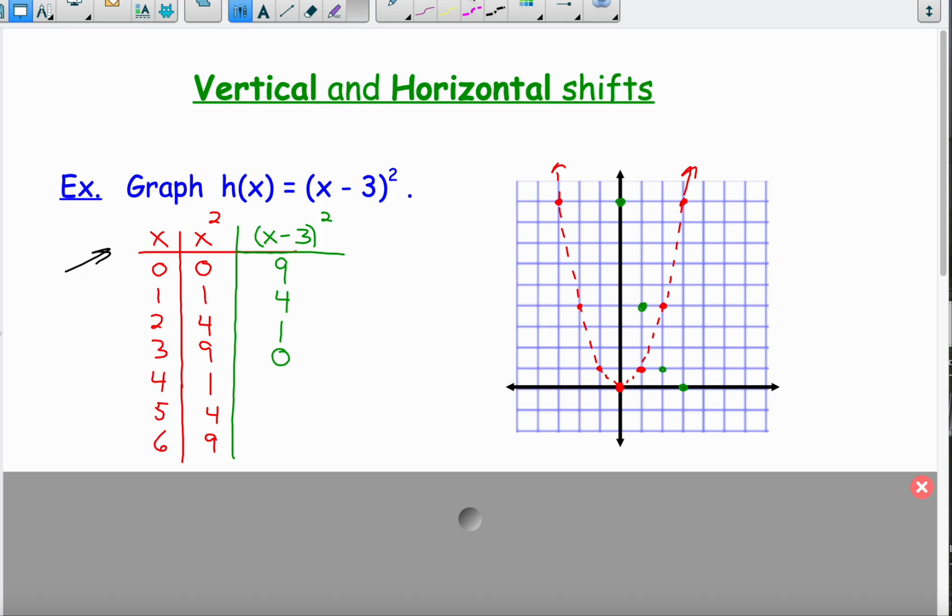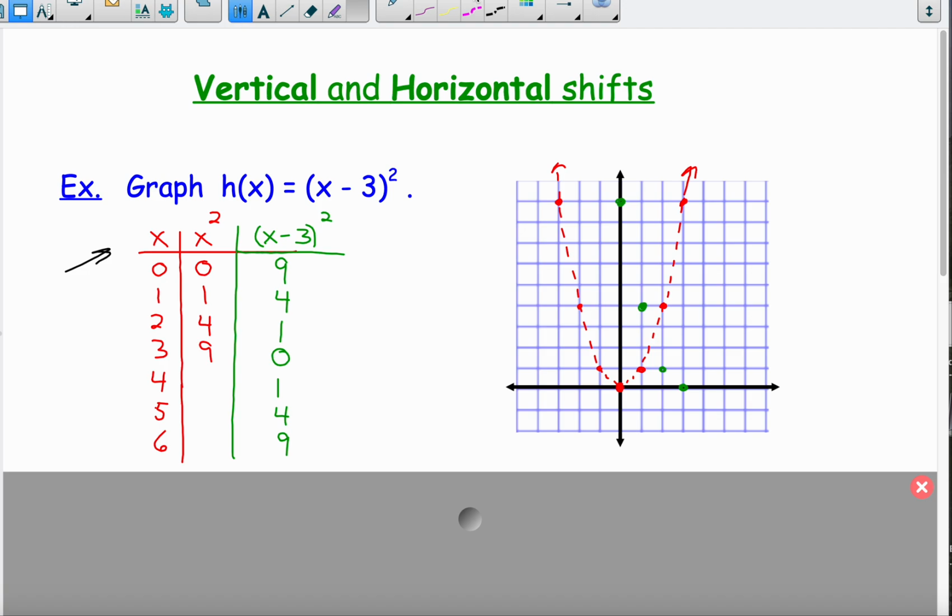Let's see, I plug in a 4, 4 minus 3 is 1, squared is 1. Plug in a 5, 5 minus 3 is 2, squared is 4. Plug in a 6, 6 minus 3 is 3, squared is 9. Okay. And these were values for the other ones. All right, so let's plot those.